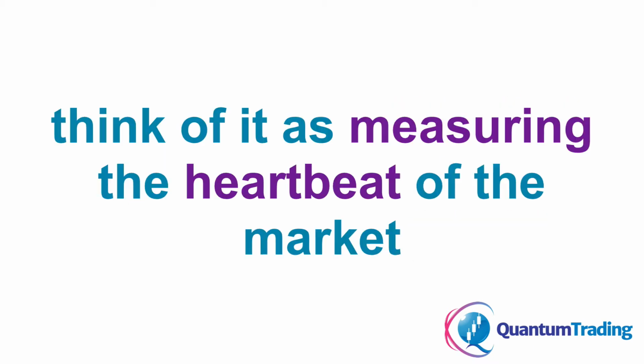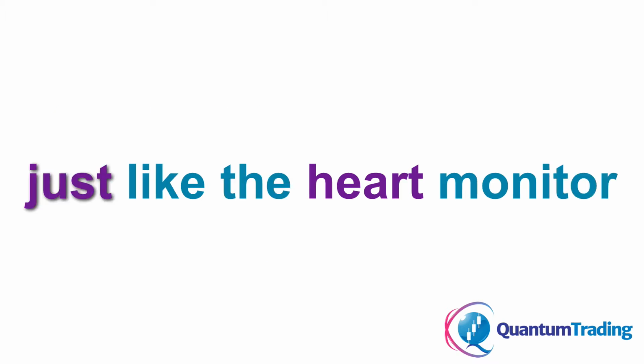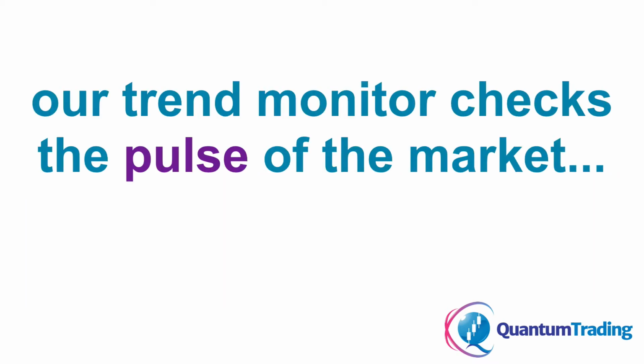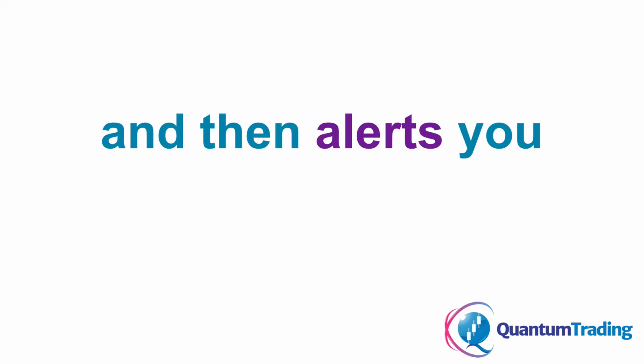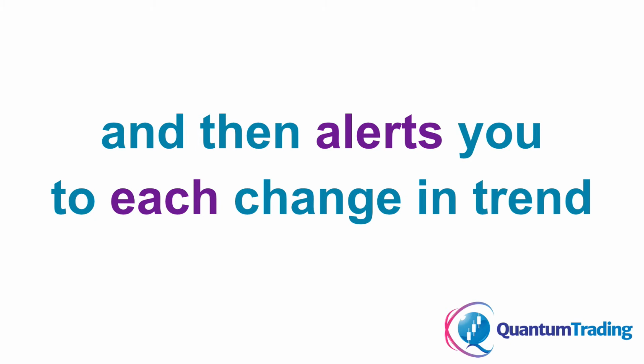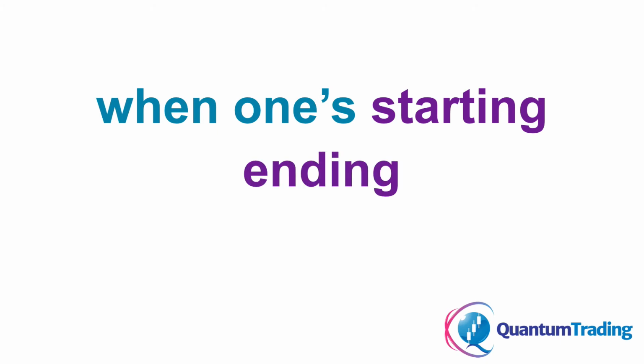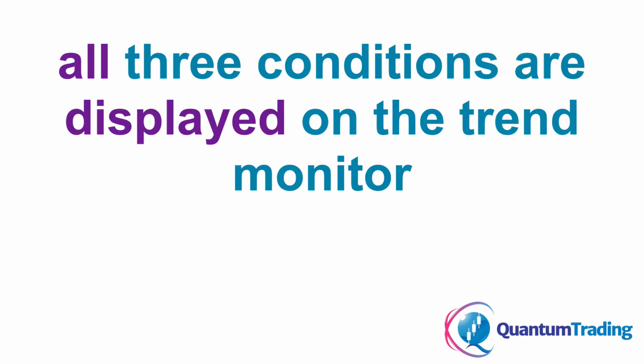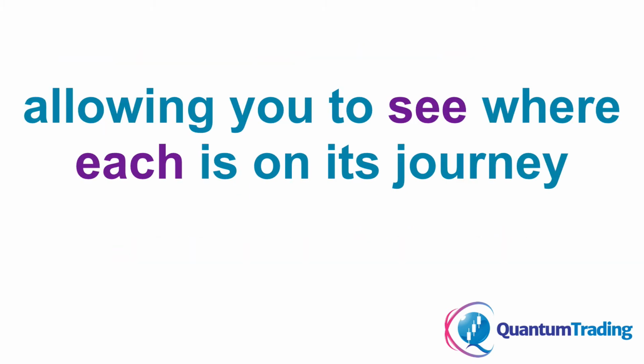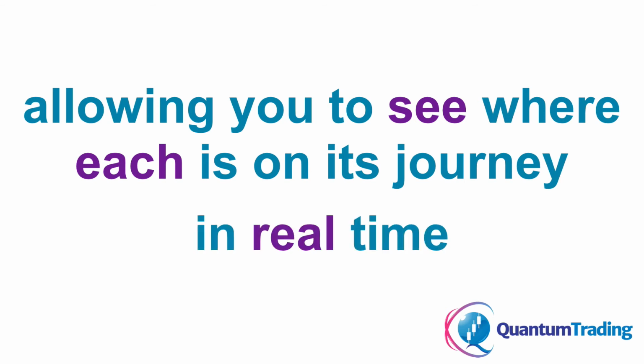And in many ways you can think of it as measuring the heartbeat of the market. Just like the heart monitor, our trend monitor checks the pulse of the market second by second and then alerts you to each change in trend. After all, there are only three things you need to know about a trend: when one's starting, ending, or pausing. All three conditions are displayed on the trend monitor, simply and clearly, allowing you to see where each trend is on its journey in real time.